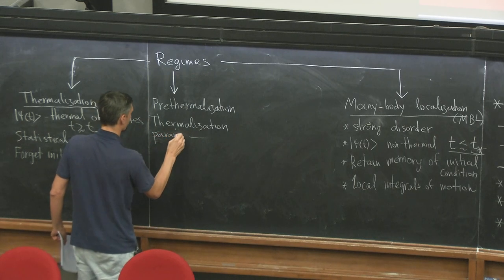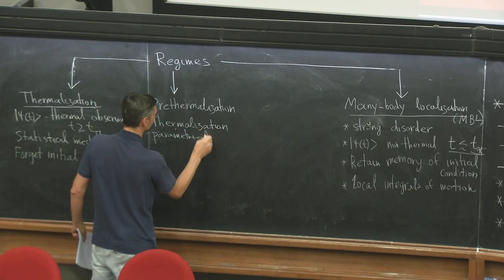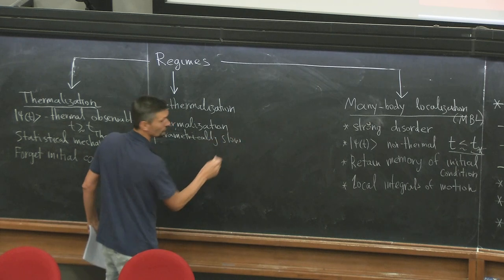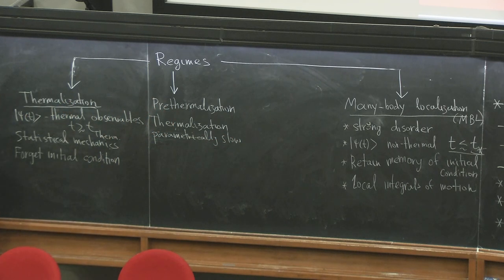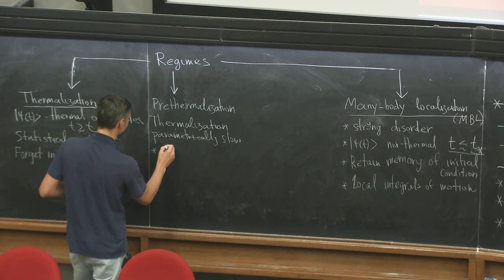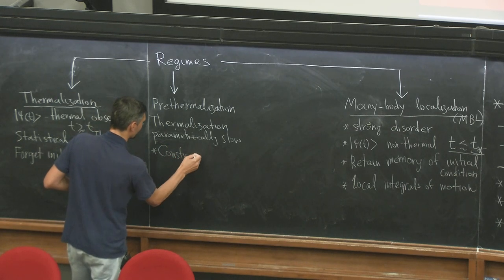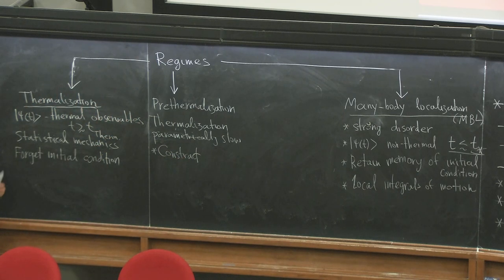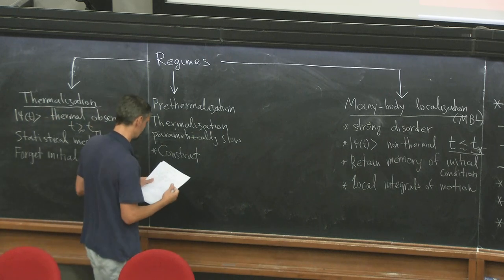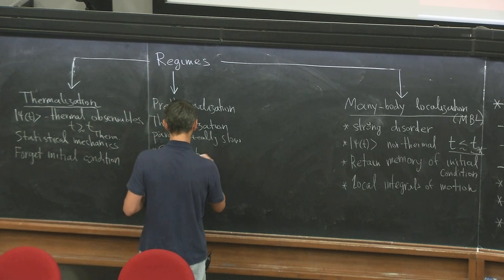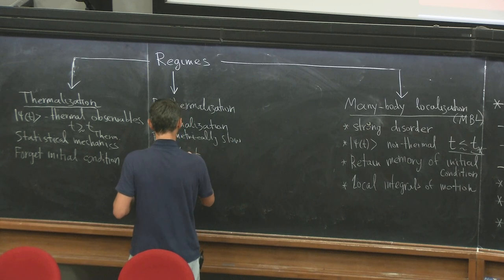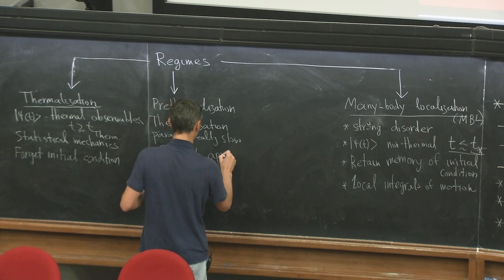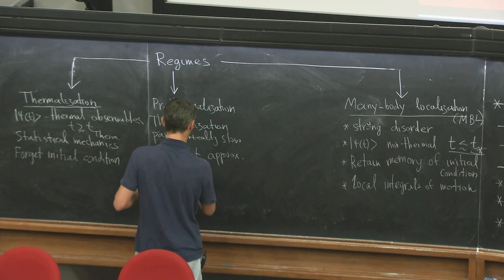Parametrically slow. I'll focus on the range of phenomena where you can actually be rigorous, because they're sufficiently general and simple, and you will be able to construct a few approximate conservation laws and prove that they would be conserved for a long time. Construct approximate integrals of motion.